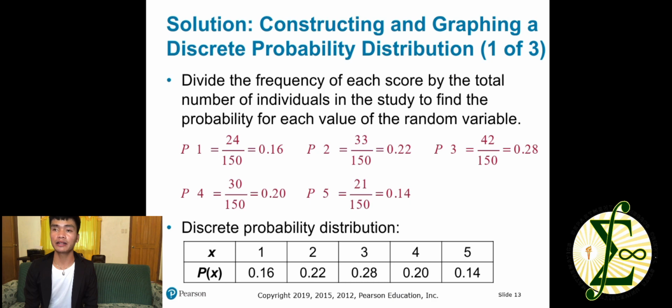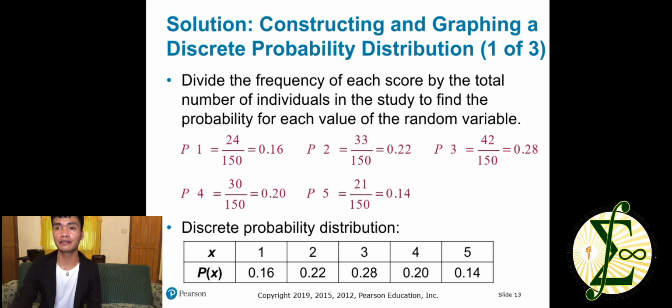So for the discrete probability distribution now, we have the table labeled as x and P of x. For x, we have 1, 2, 3, 4, 5. Then each probability of the discrete random variable: for 1, we have 0.16. For 2, we have 0.22. For 3, we have 0.28. For 4, we have 0.20. And for 5, 0.14.